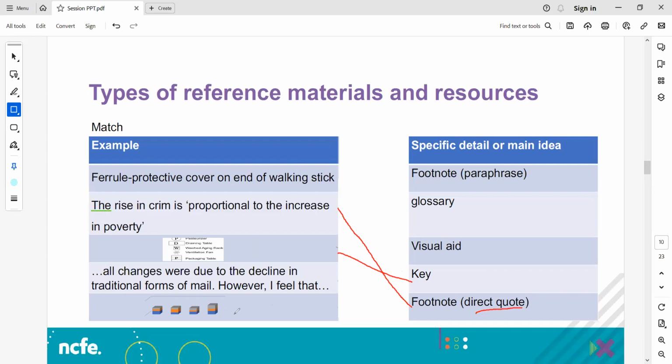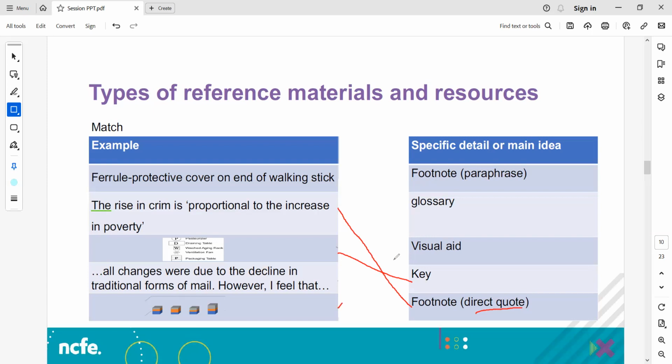So let's go to the bottom one here. We've got a 3D graph. So what is that? Is that a glossary, a visual aid, or a footnote? A graph. So it's an image. It's not going to have a direct definition like in a dictionary, is it? It's an image which you might find to help your understanding of the text.